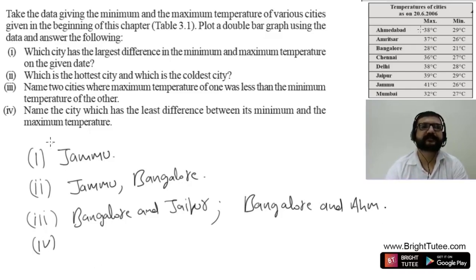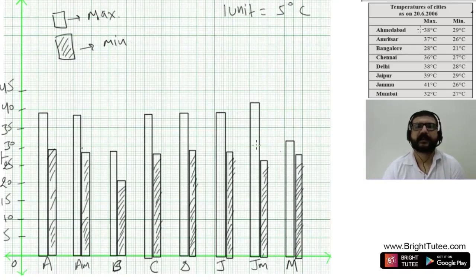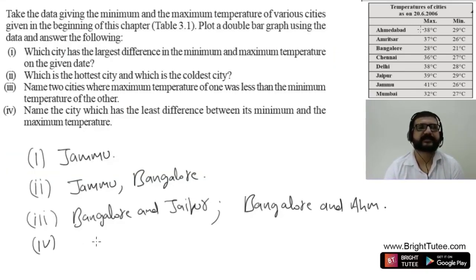Now the last question is, we have to tell the city which has least difference between its minimum and the maximum temperature. Now as we can see from the bar graph, the difference between the heights of the shaded bar and the unshaded bar is minimum for Mumbai. For every other city, it is higher than Mumbai. Therefore, the answer for this question will be Mumbai.